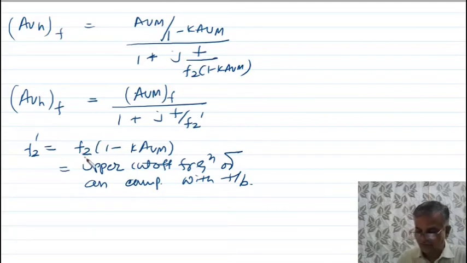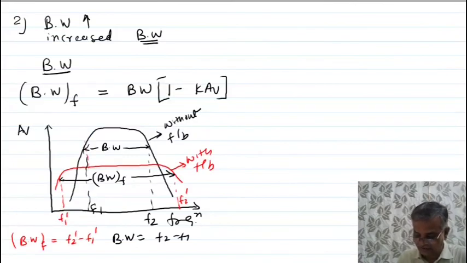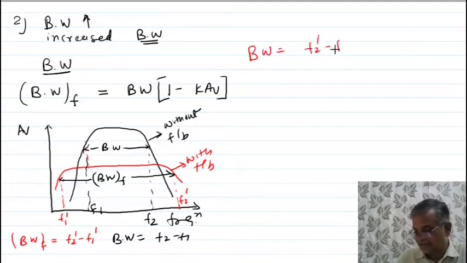Look, you can see, we have drawn the graph, so from the graph you can get the understanding. F1 dash decreases, f2 dash increases. So on applying negative feedback, your f2 dash increases and f1 dash decreases. So what will be your bandwidth? Your bandwidth is nothing but f2 dash minus f1 dash. F1 dash is very small.